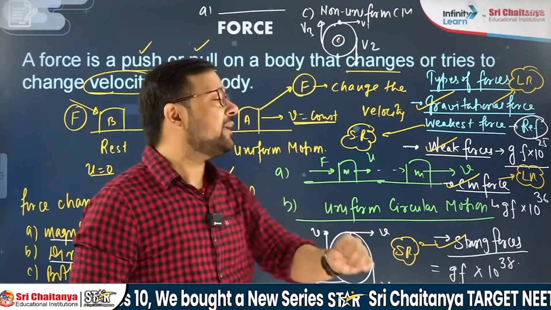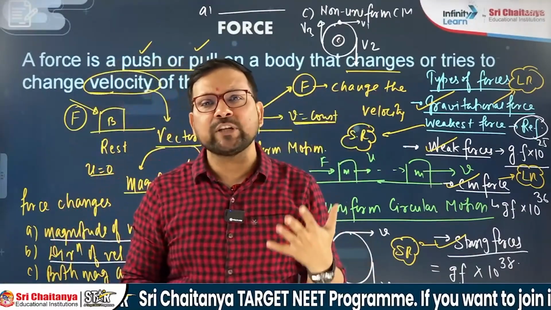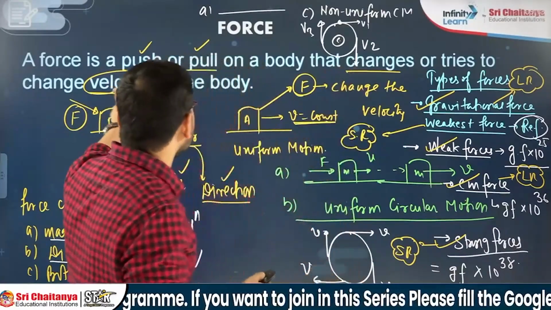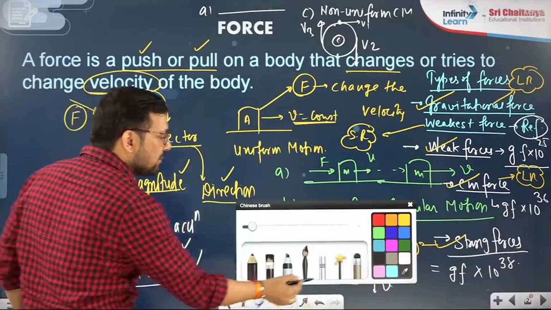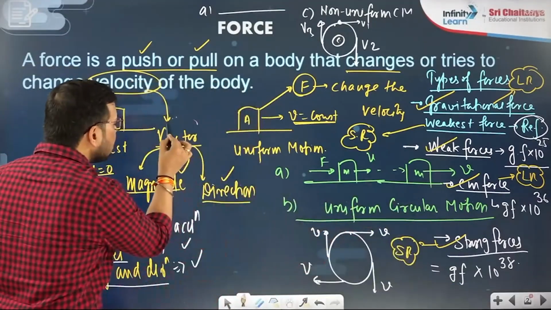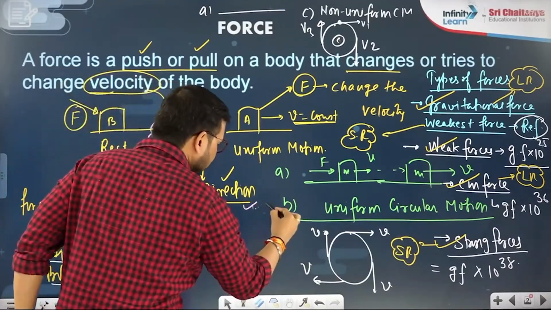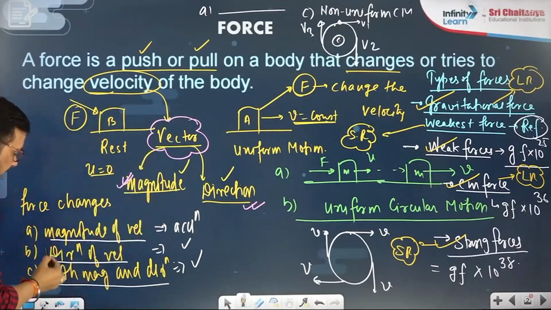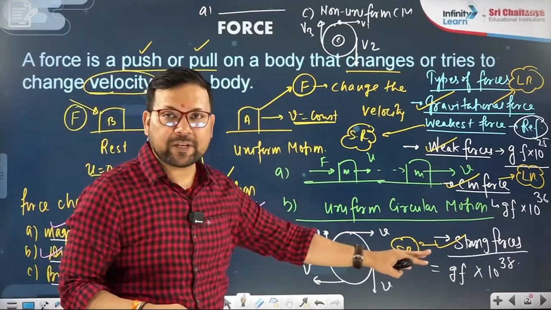Let's summarize this slide. Force is a push or pull on a body that changes or tries to change the velocity of a body. If inertia is very high, it will not be able to change. When we talk about velocity, we keep in mind that it is a vector quantity. That vector will have magnitude and direction. What does force change? It changes velocity, meaning magnitude of velocity and direction of velocity. Both magnitude and direction it can change. Those examples we have taken for this.